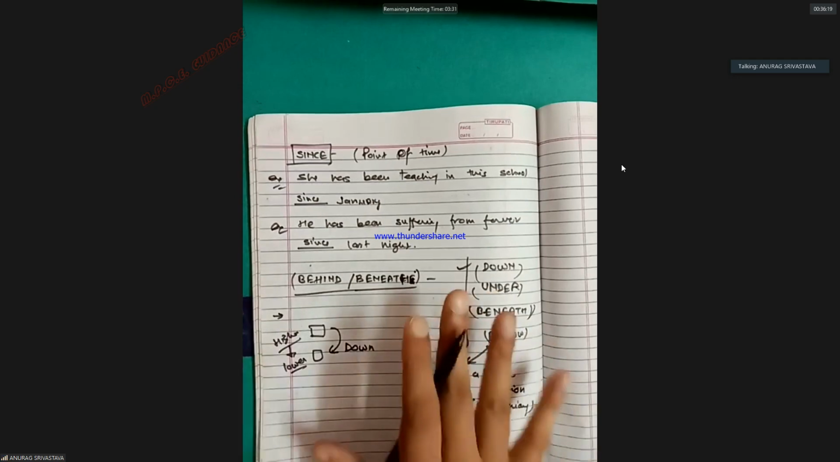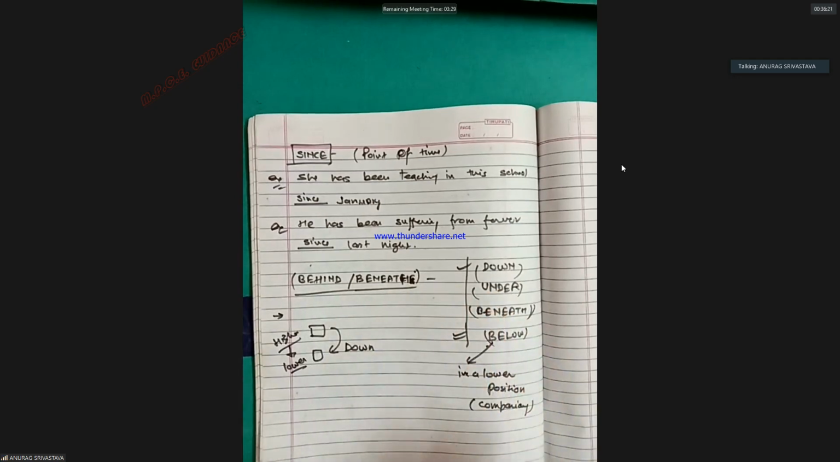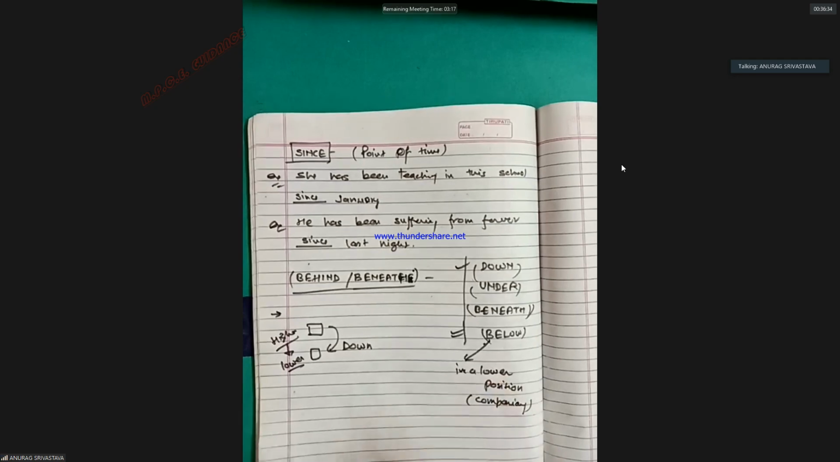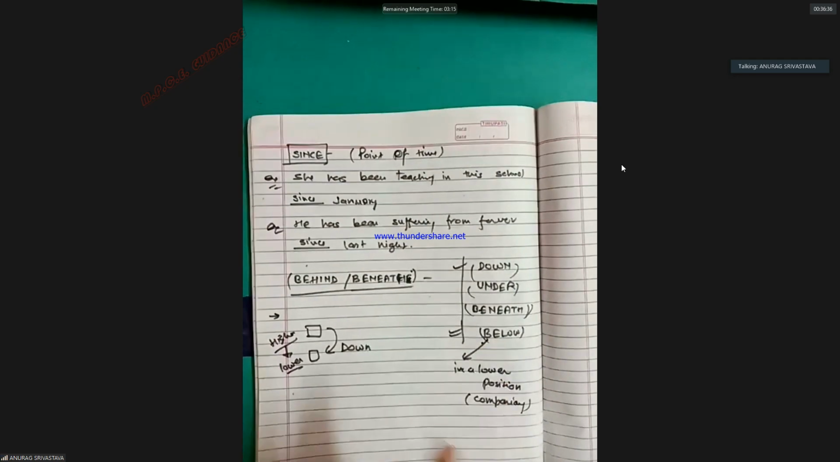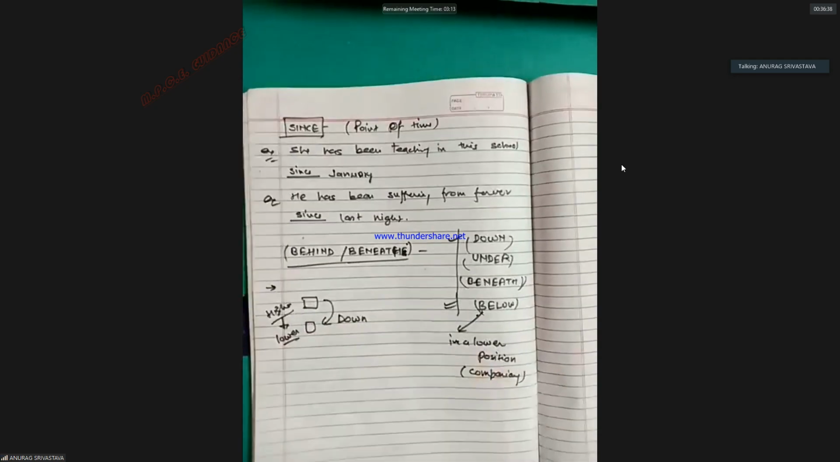हमारे पास 2 तरीके की position होगी, एक higher one होगी, एक lower one होगी. Then we have to denote the lower position with down. But if we have the comparison, अगर हमारे पास कोई comparison है, then we have to represent the lower position, then we will use below. I will give the examples of all.